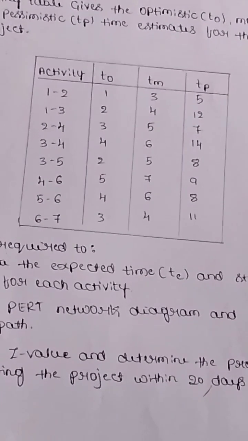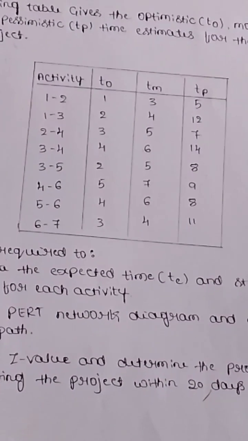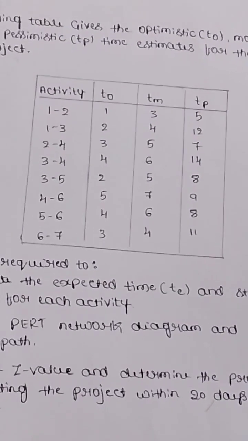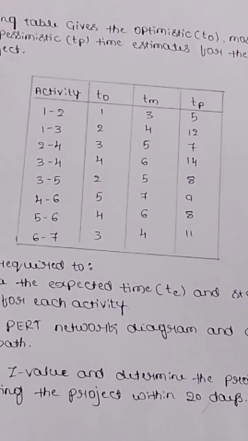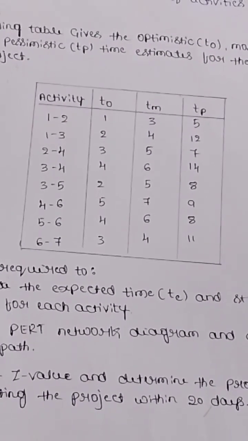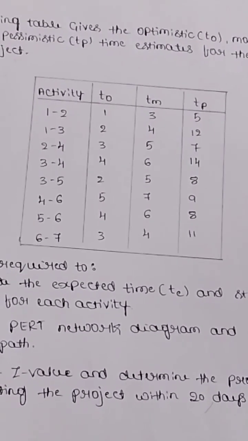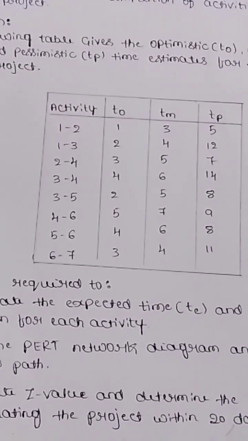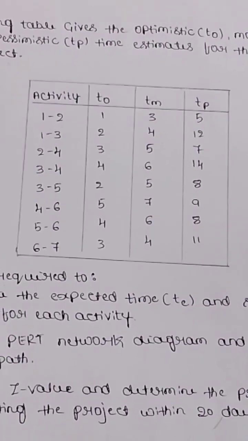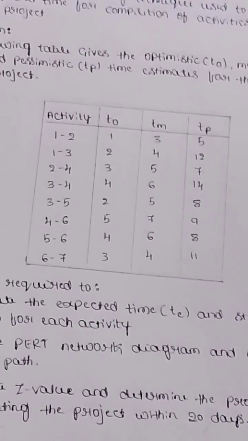For activity 3 to 4, optimistic time is 4, most likely time is 6 and pessimistic time is 14. For activity 3 to 5, optimistic time is 2, most likely time is 5 and pessimistic time is 8. For activity 4 to 6, optimistic time is 5, most likely time is 7 and pessimistic time is 9. For activity 5 to 6, optimistic time is 4, most likely time is 6 and pessimistic time is 8. For activity 6 to 7, optimistic time is 3, most likely time is 4 and pessimistic time is 11.